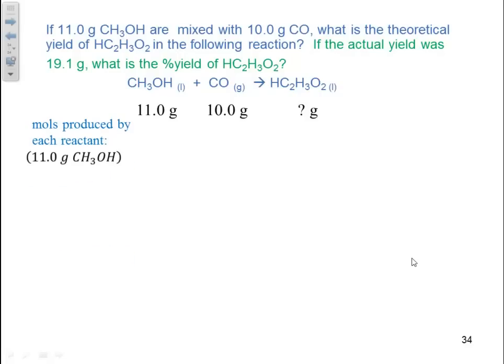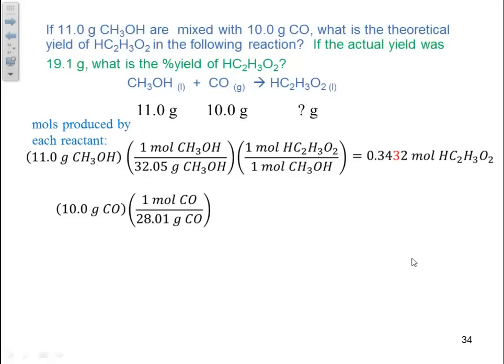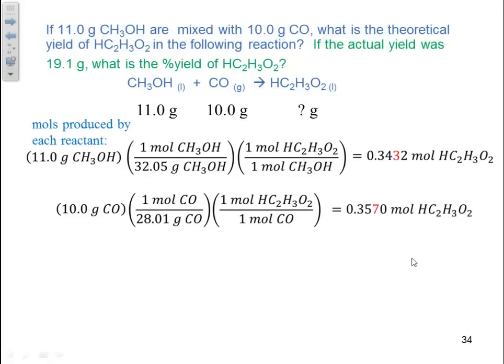So I'll start off with my 11 grams of methanol. I've got 1 mole to my molar mass of methanol. 1 to 1 between methanol and my acetic acid gives me 0.3432 moles of acetic acid. Same thing with the carbon monoxide, molar mass of carbon monoxide. It's a 1 to 1 as well. It gives me 0.3570 moles of acetic acid. All my units cancel. Now I need to look at the two numbers and figure out which one's my limiting reagent. It's going to be the methanol because I make less acetic acid product.